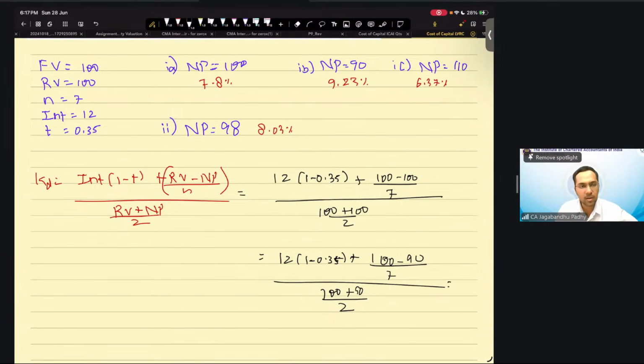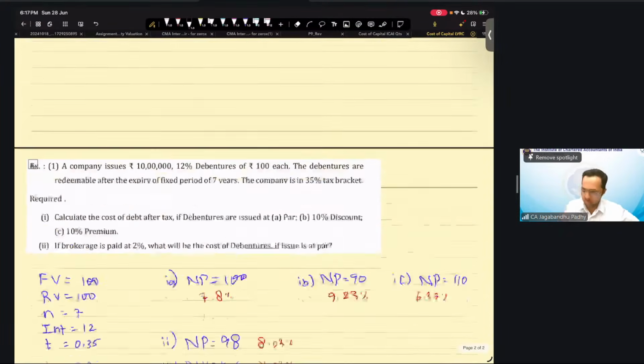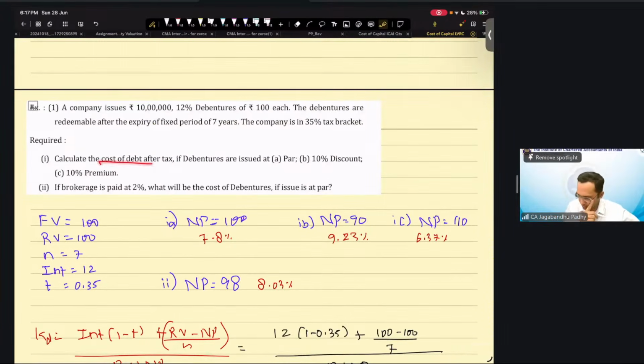Now this formula is simple, but how can we interpret the question? Interpreting the question means you have to just take the cost of debt issued at par. Issued at par means the bonds are issued at net proceeds equal to the face value. Face value generally goes to the redemption value unless they specify something else. The number of years is 7, and 12% is the interest rate, so you can take 12% of the face value, which is 12, as the interest amount. You just need to look at the question and identify the numbers. Pretty simple.